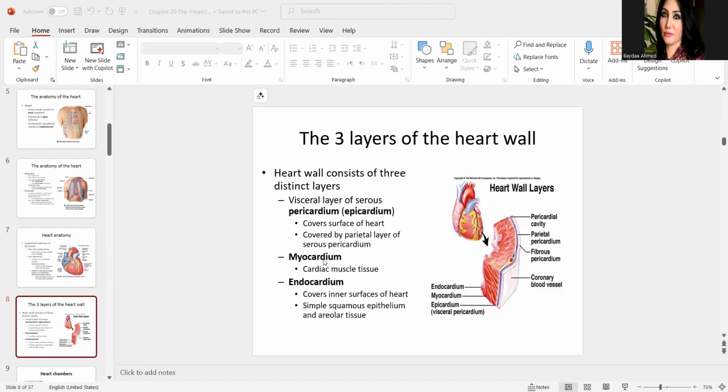And then the myocardium, the second layer. The myocardium is cardiac muscle tissue that forms the atria and ventricles. This muscular layer contains cardiac muscle cells, connective tissue, blood vessels, and nerves. And then the endocardium covers the inner surface of the heart, including those of the heart valves. It is made up of simple squamous epithelium and underlying areolar tissue.